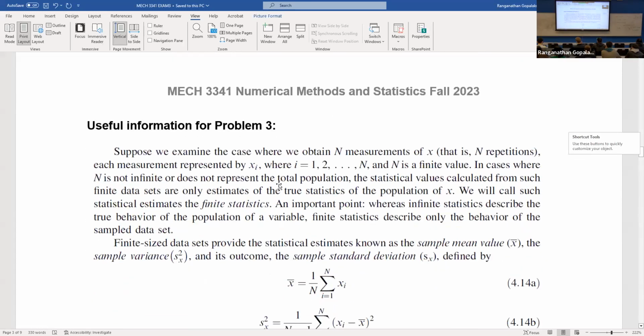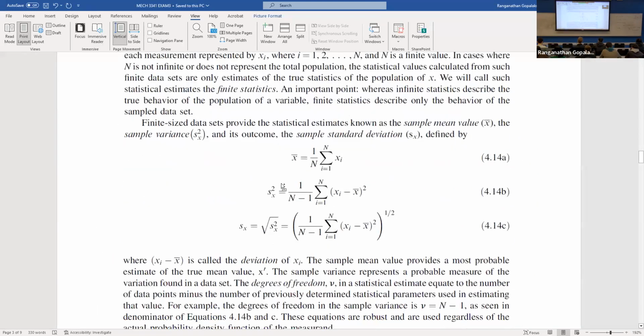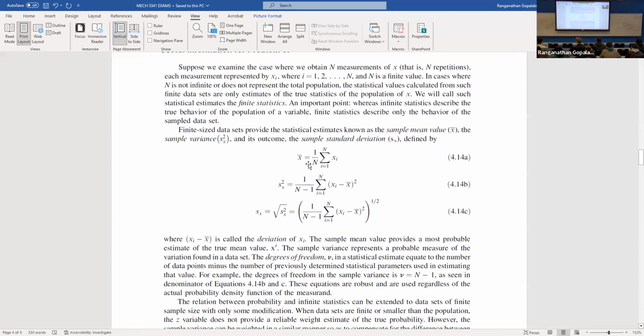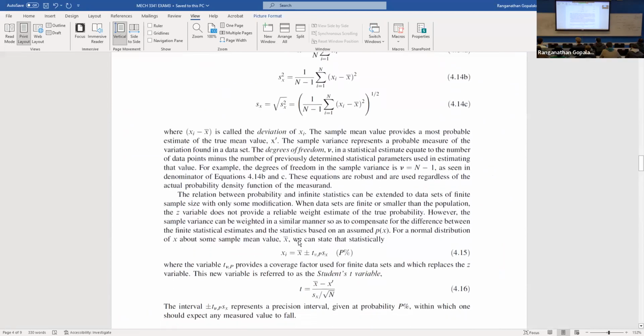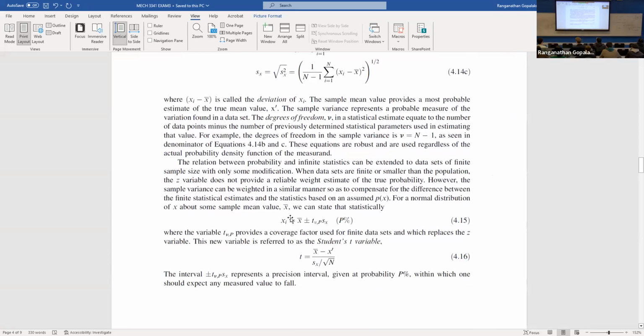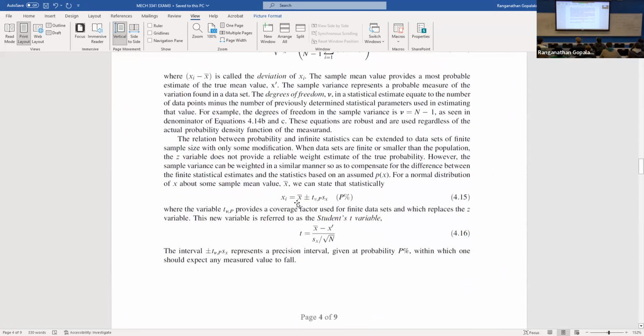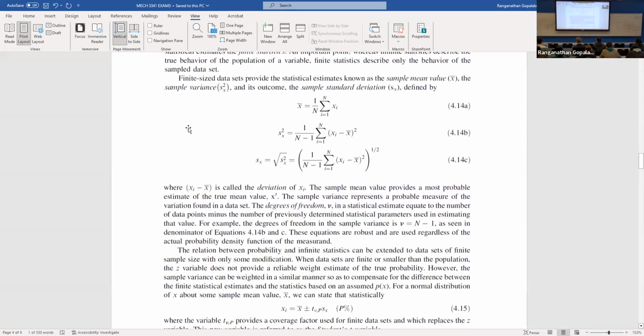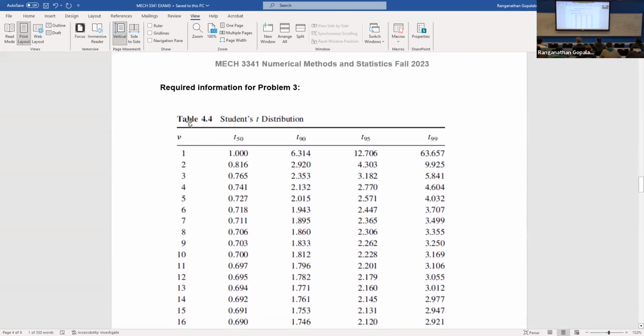And for statistics, for those who have been paying attention in class about what is mean, standard deviation, and what is confidence interval or standard error estimate, all this information is not critical because I just put it here as useful information. You don't have to read it in the exam hall. But for doing this problem, you need to have this table, and that is required information. So if you see at the top there, I put required information.